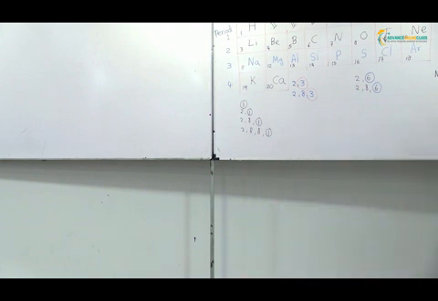Let's read the example. All the elements in period 1 contain only one shell. All the elements in period 2 contain 2 shells. Right, contain 2 shells. That's right. Right, seventh one.